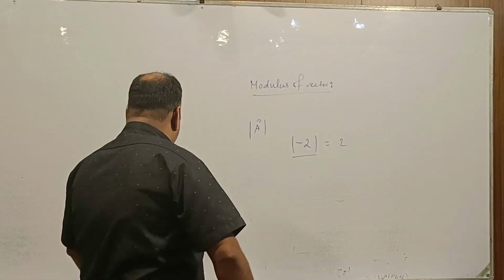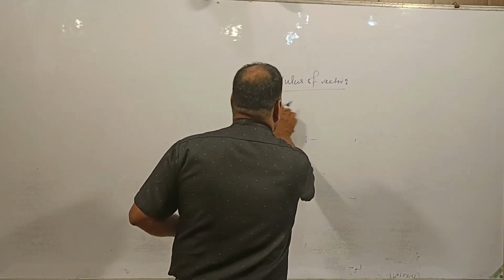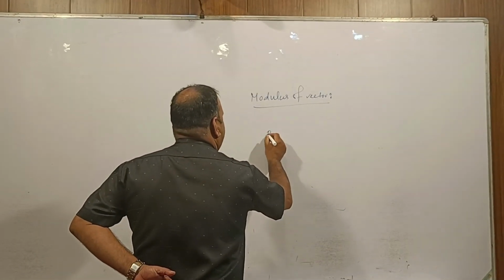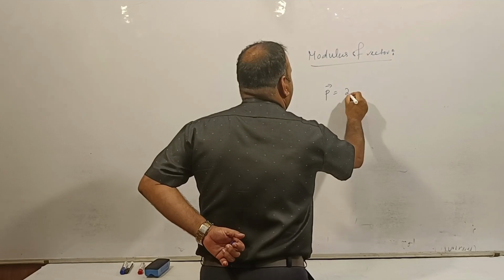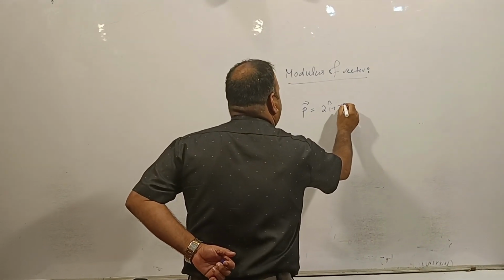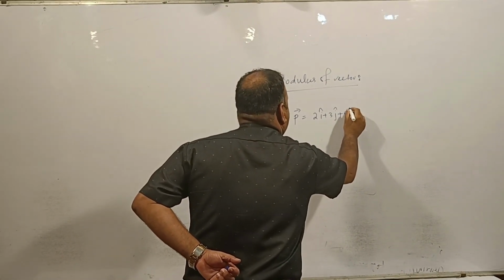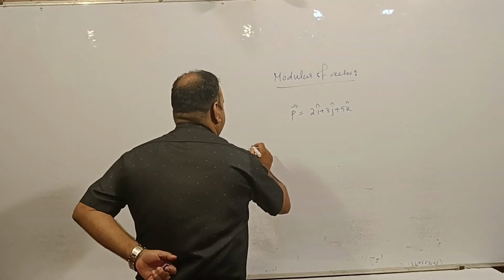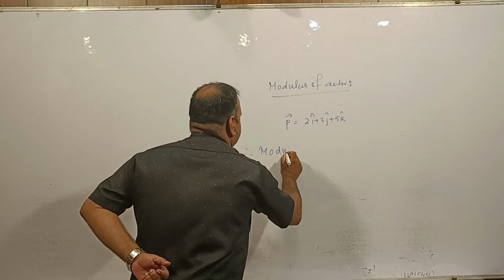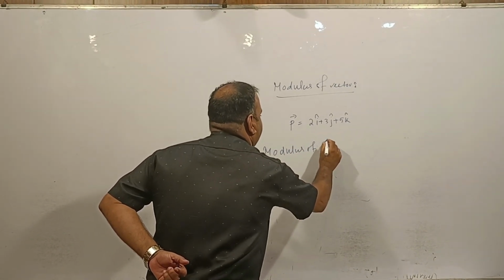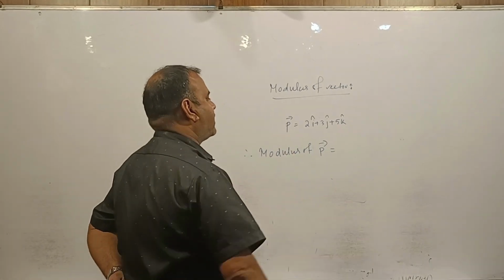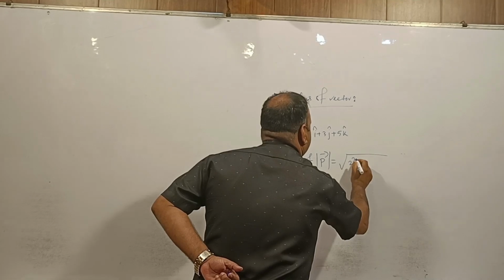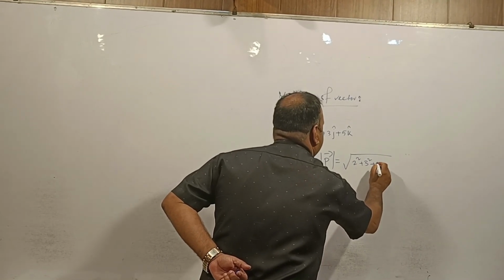Now, suppose, what is the meaning of modulus? I am going to discuss. Suppose, for example, you can see one vector. Suppose P is a vector. The value of P is equal to 2i cap plus 3j cap plus 5k cap. Now see, P is a vector. In this case, after taking modulus, the modulus of P vector will be, you remember, this can be written like this also, and this is the square root of 2 square plus 3 square plus 5 square.